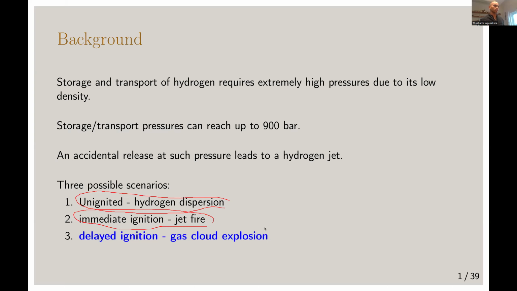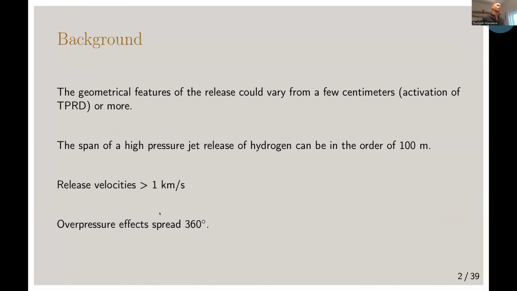But in this function object, we will focus on scenario 3, which is related with the delayed ignition of the jet. So first you allow the cloud to develop, and then you have the ignition with the delay. And in that case, we have a gas cloud explosion, which creates an overpressure wave, which could then be of concern when it comes to risk assessments and safety related calculations.